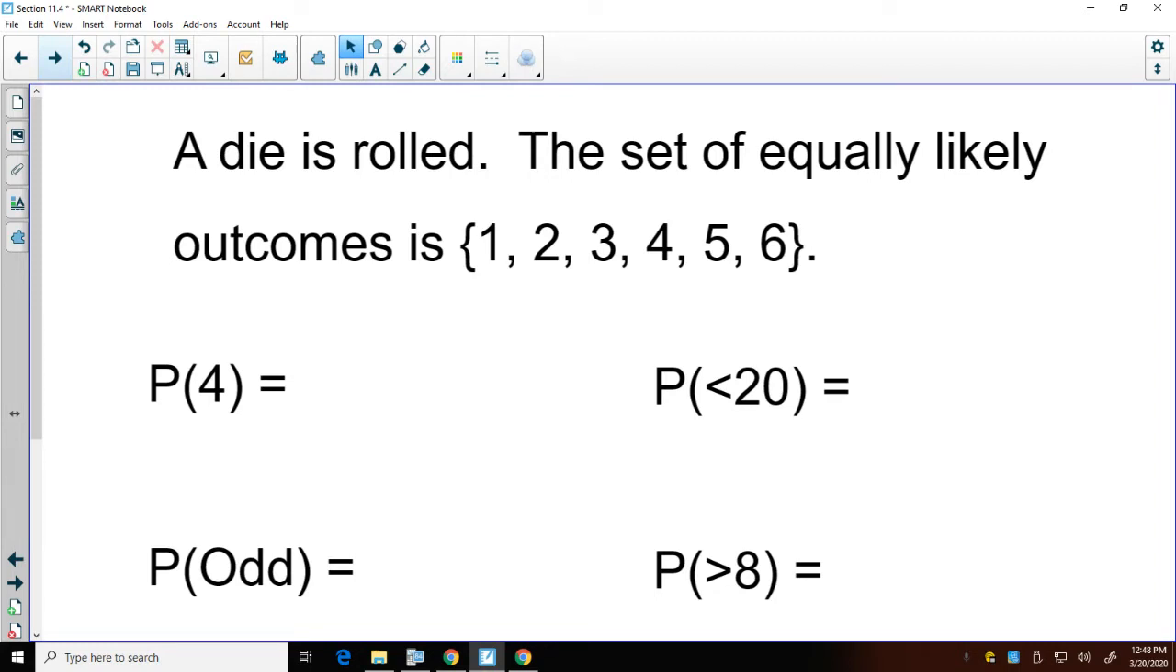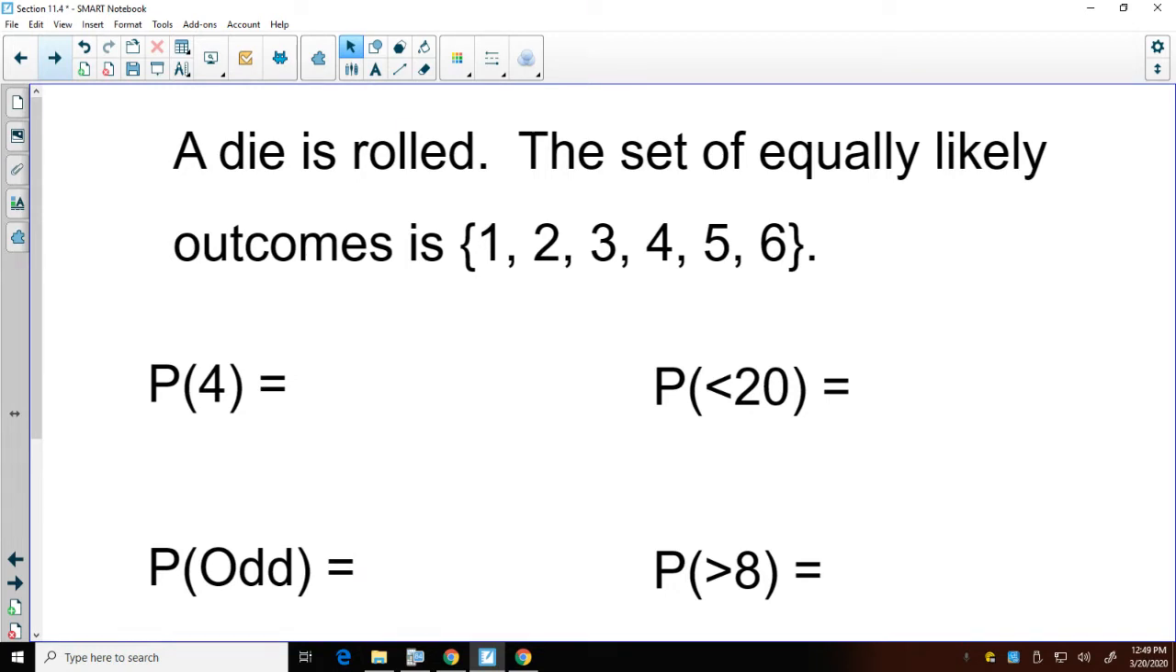Okay, so right here it says a die is rolled. The set of equally likely outcomes is 1, 2, 3, 4, 5, 6. So we just kind of talked about something like this. So I've got 4 probabilities here. Go ahead, give them a shot. See what you think. Again, theoretical probability is what you want to happen for the total number of outcomes. And inside that parenthesis, that's what I want to happen.